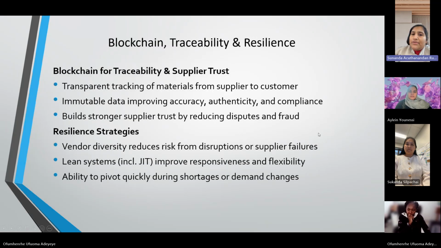Here we are looking into blockchain traceability and resilience that we went through here. This slide looks more into blockchain, where blockchain is useful in supply chain because it provides full traceability for materials. Every transaction that we went through and recorded improves transparency and helps verify the quality, authenticity, and compliance. In a real-time industry setting, this helps to build trust with suppliers and reduces the risk of fraud or disputes.